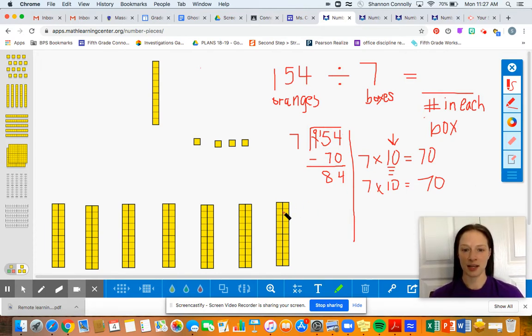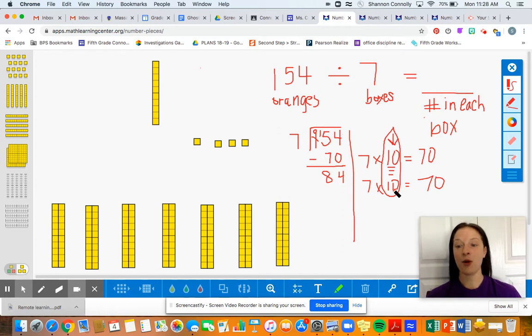Well, I see 10, 20, 20, 20, 20, 20, 20. There's 20 oranges in each box. Do you see that in the math over here? I did 7 groups of 10, and then I did 7 groups of 10 again. How many are in each box? There's 20 in each box, 20 oranges in each box. And right now, I see that over here.